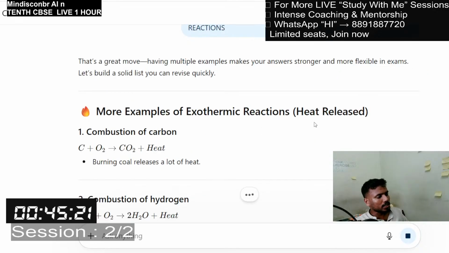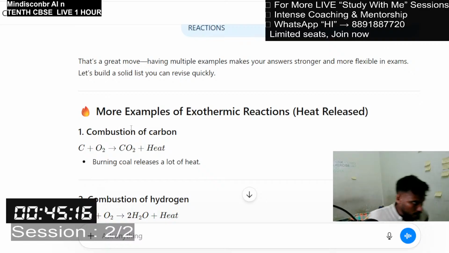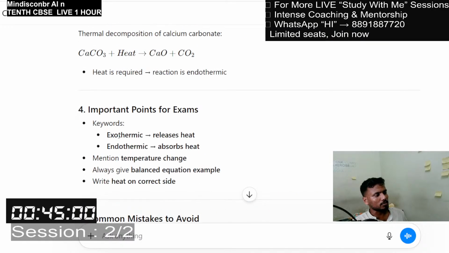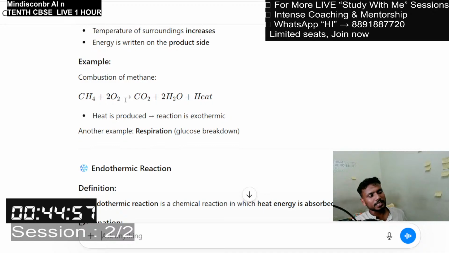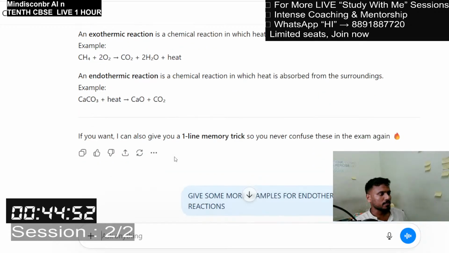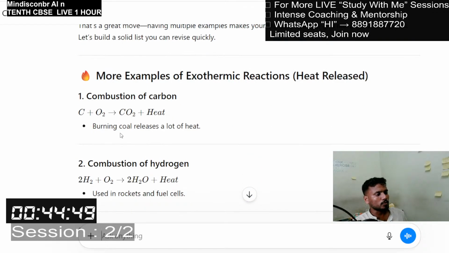More examples of exothermic reactions, where heat is released. Combustion of carbon: C plus O2 gives CO2 plus heat. Combustion means anything burning in the presence of oxygen is called a combustion reaction. Methane and carbon combustion are all examples of exothermic reactions where heat is released. Here carbon is in the form of coal, therefore burning coal releases a lot of heat.